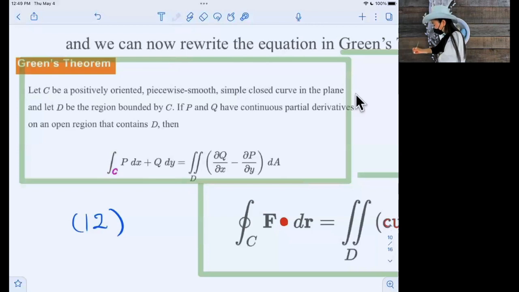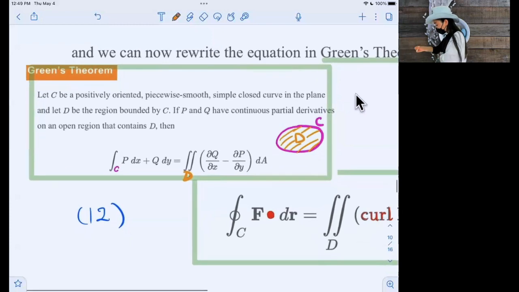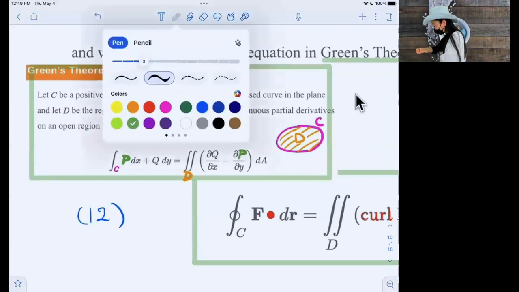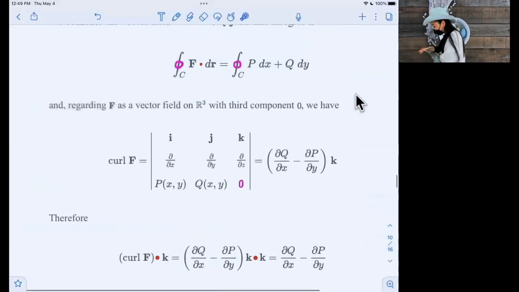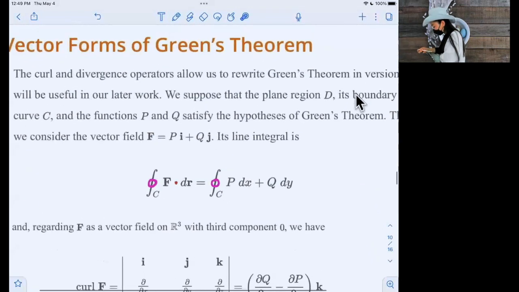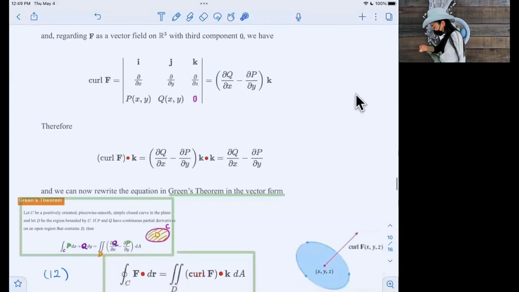And how are they related? C here is the boundary, and D is the region enclosed by C. That's D right here. So that was Green's theorem. At that time, I color coded this: I said this is P, and this is Q. Now today, we're going to have the vector form of Green's theorem. I'm going to bring this up right here.